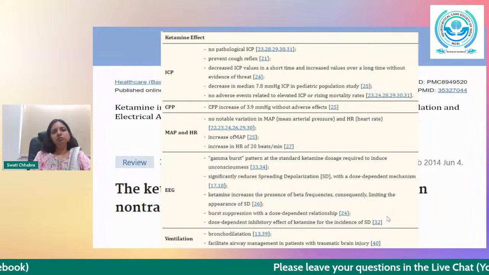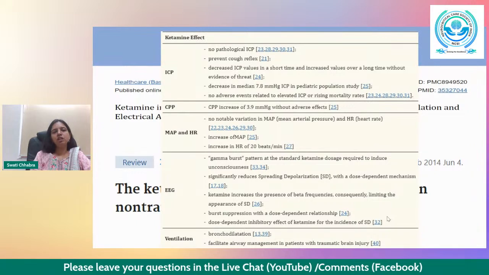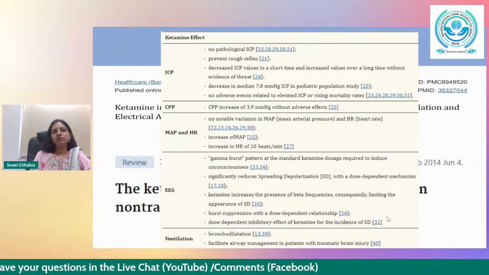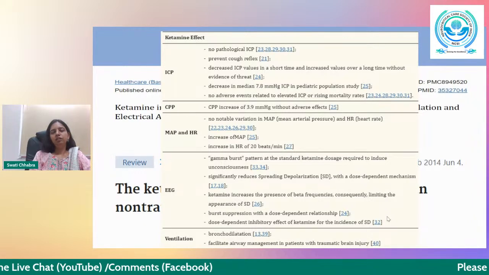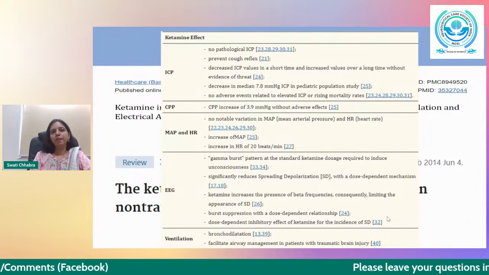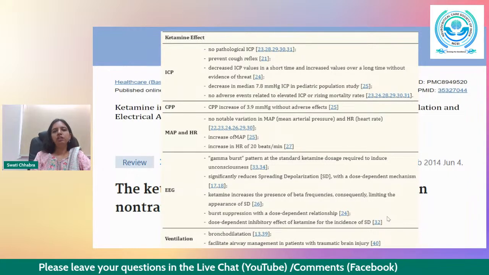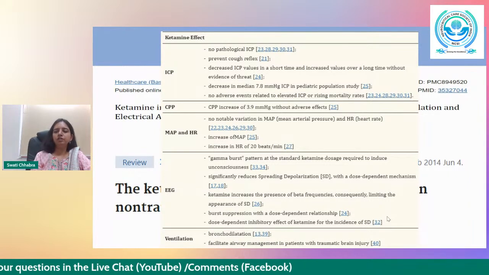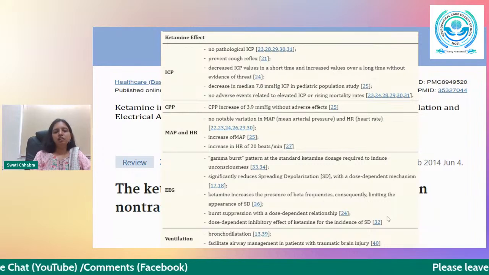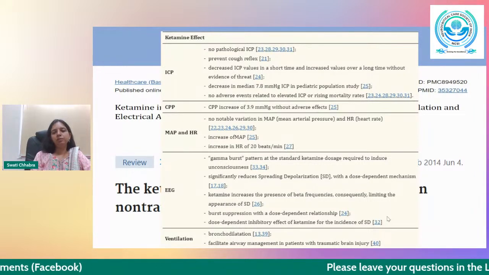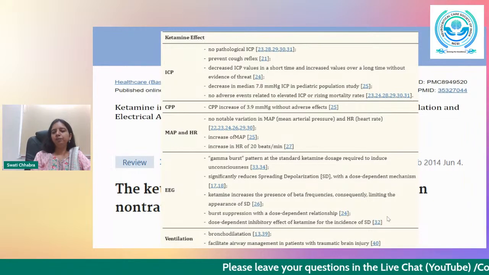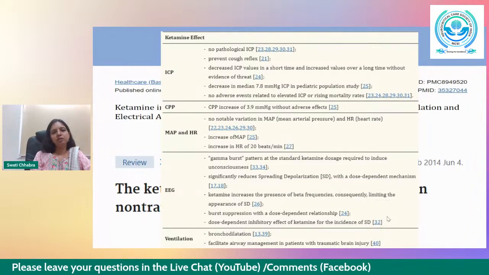In many of the studies, no pathological increase in ICP was found. Rather, there was a decrease in ICP values for short-time use, and a decline in ICP in the pediatric population was observed, and CPP, the cerebral perfusion pressure, was found to increase in the patients without any adverse effects. So this is rather preferred for airway management also in patients presenting with traumatic brain injury. So we should not just shun it away. The recommended dose is 10 milligrams per hour.